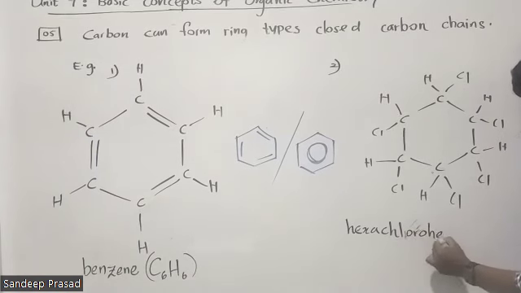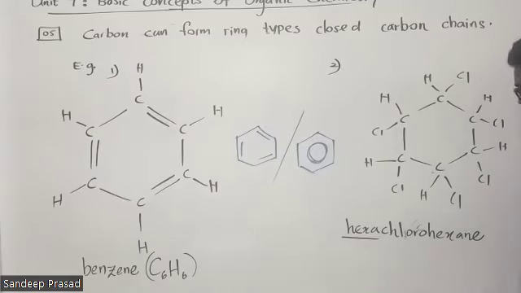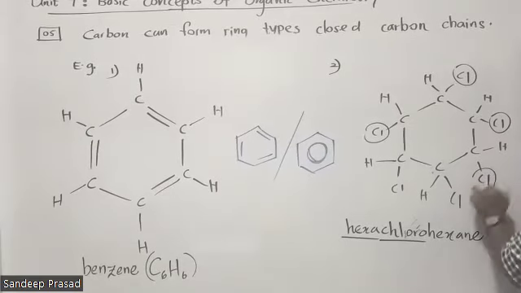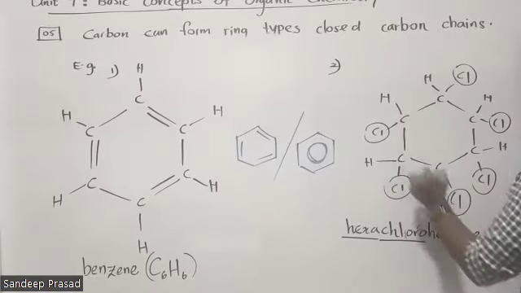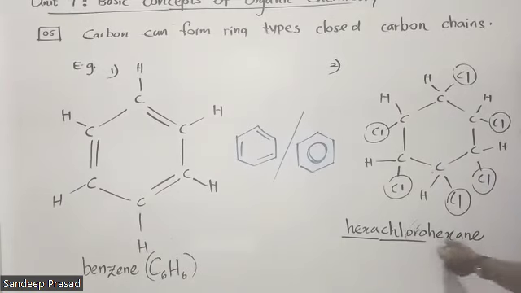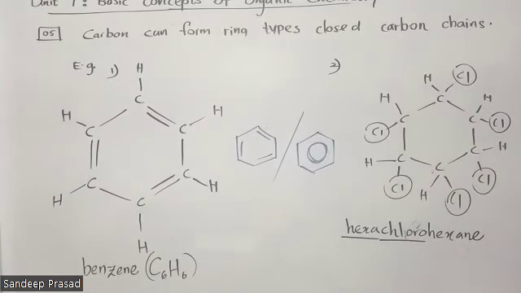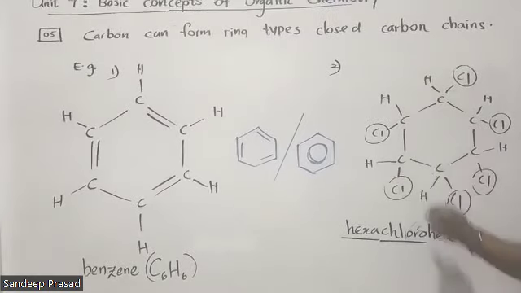hexane. Don't worry, we are going to discuss these names later. Hexachlorohexane. Remember, hexa means 6. Chloro means chlorine. You can see that there are 6 chlorine atoms: 1, 2, 3, 4, 5, 6. So therefore, hexachloro. Hexane means 6 carbon atoms are there. So nothing is mentioned about hydrogen.